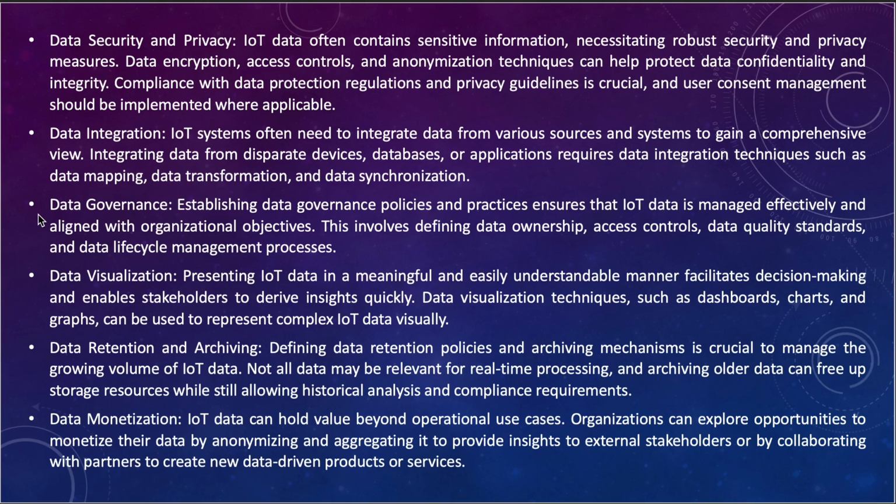necessitating robust security and privacy measures. Data encryption, access control, and anonymization techniques can help protect data confidentiality and integrity. Compliance with data protection regulation and privacy guidelines is crucial, and user consent management should be implemented where applicable. We talked about this especially when coming to metadata and privacy, and examples of IoT devices used in hospitals, and so on.